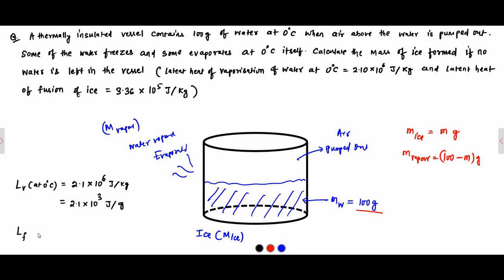Then the latent heat of fusion of ice, obviously at 0 degrees Celsius, is equal to 3.36 into 10 to the power 5 joule per kg. So it will be equal to 3.36 into 10 to the power 2 joule per gram. We'll be using this data in grams, because we have taken the mass of ice and the mass of vapor in terms of grams.